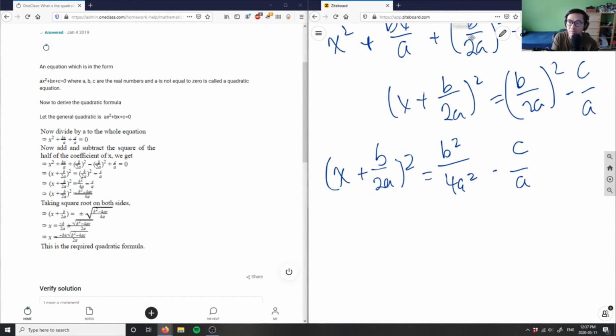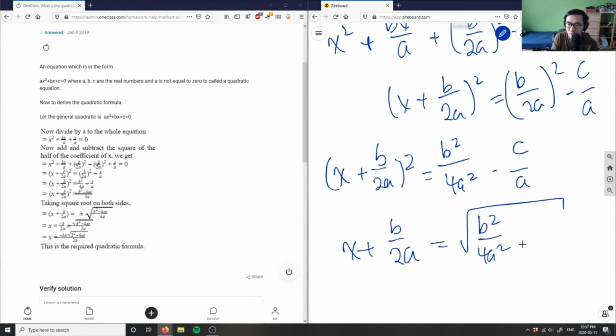And then they're taking the square root of both sides, because they're now isolating for this x value. So I get x plus b over 2a equals the square root of b squared over 4a squared minus c over a. It's the square root of both sides, and this is plus or minus, right? Every time I take a square root, it's plus or minus.